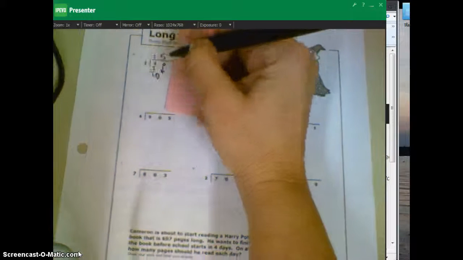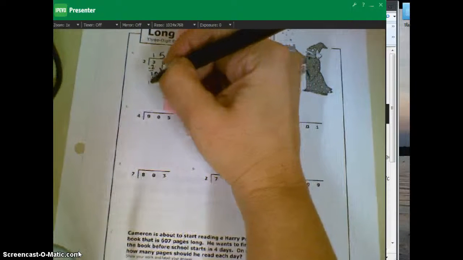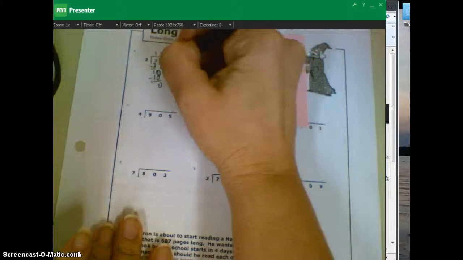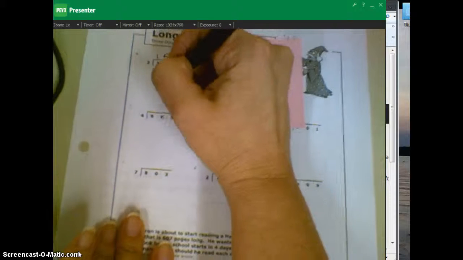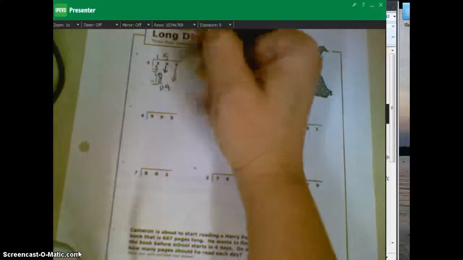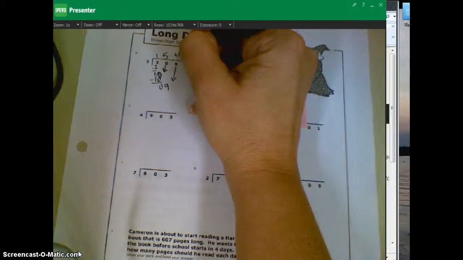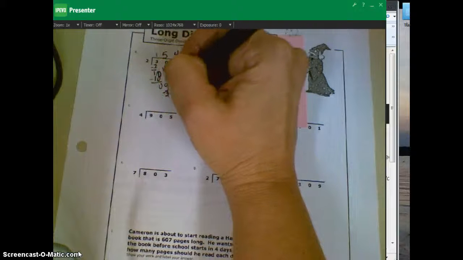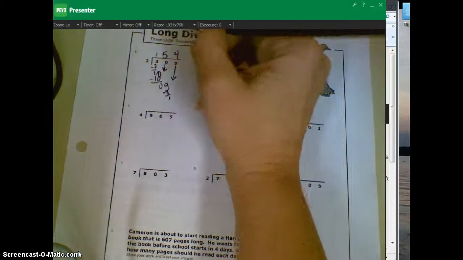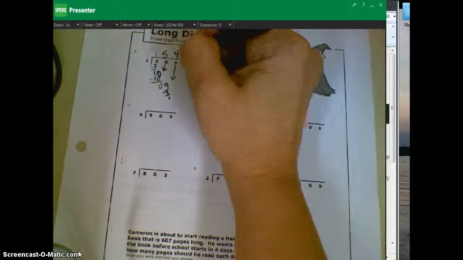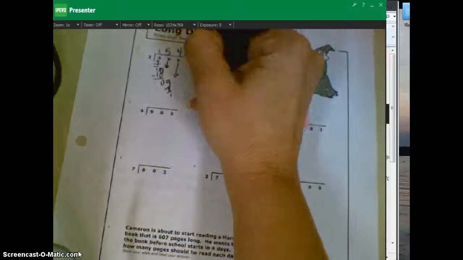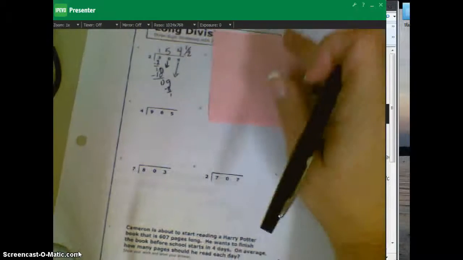5 times, then we do our multiply. 5 times 2 is 10. Subtract and you get 0. Bring down your last digit, a 9. 2 into 9 4 times. 4 times 2 is 8. Subtract and you get a remainder of 1. Let's express it today as a fraction. So we'll take our remainder 1 and put it over our divisor 2, and we'll get 154 and 1/2.